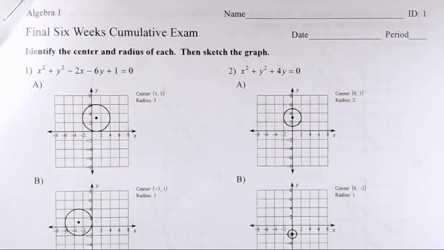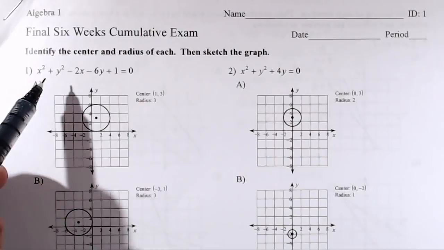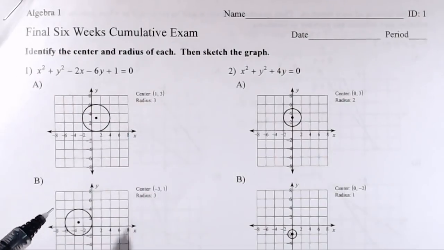Okay, ladies and gentlemen, this is the Algebra 1 final 6 weeks cumulative exam. In the first section, we are asked to identify the center and radius of a circle given its equation and then graph it. So that's what we'll do.